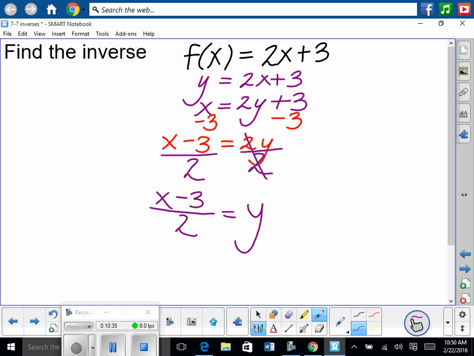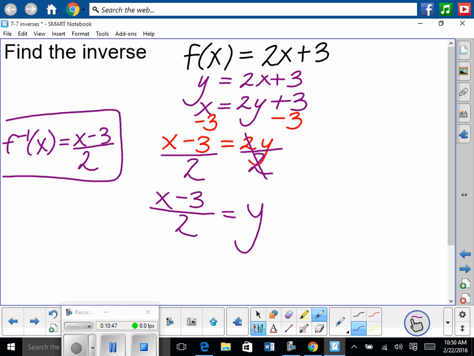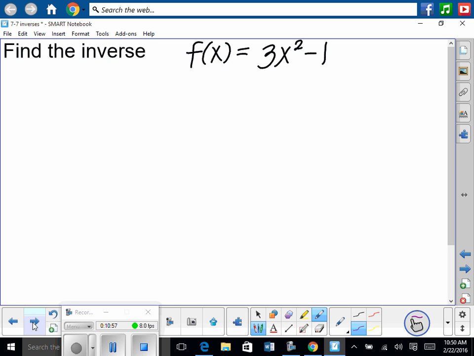Okay, so y alone. So we found the inverse. That is our inverse. We're going to write it in the correct notation. So f inverse of x is equal to x minus 3 over 2. Okay, questions? Okay, let's do another one. They're going to get harder and harder. Pay attention. Do not zone out today. I do this many examples because you need them. You really do. Okay, let's go through this one.